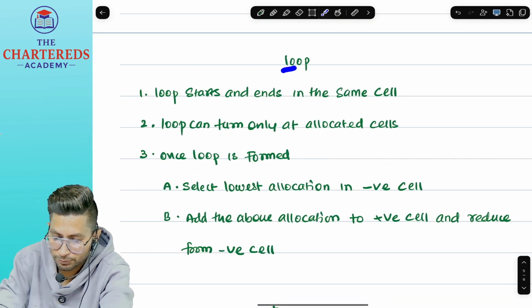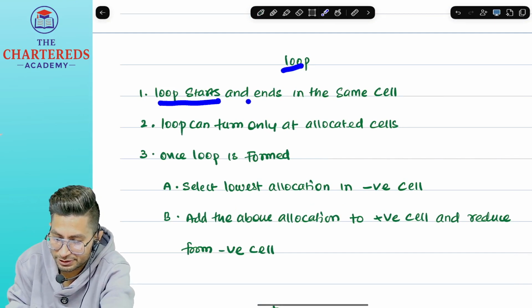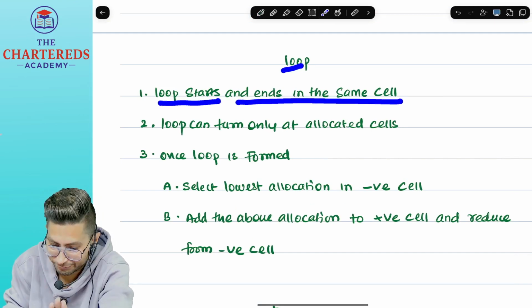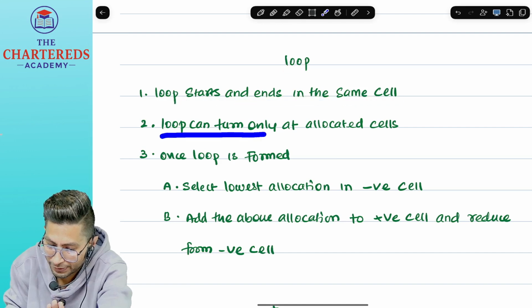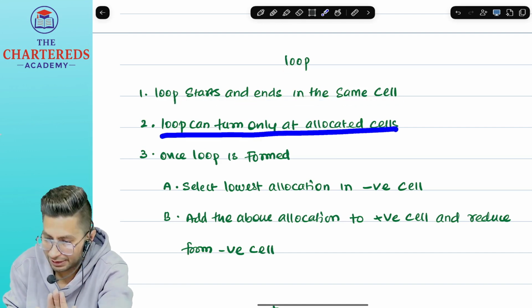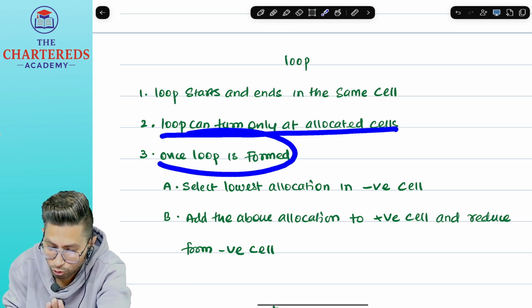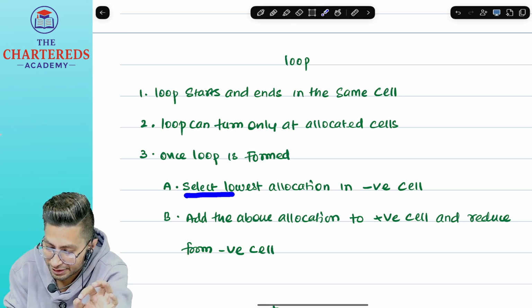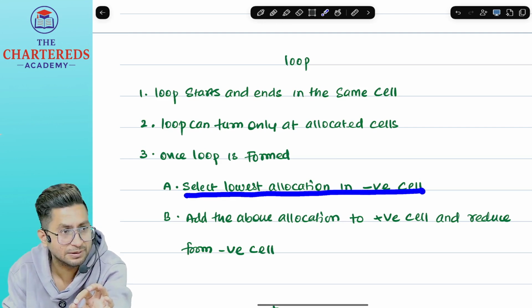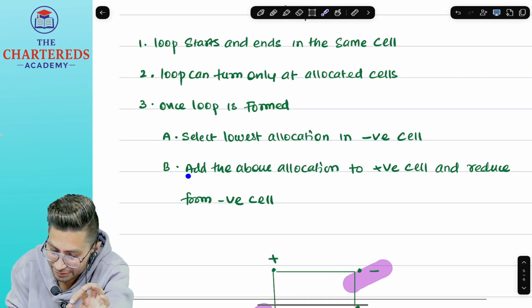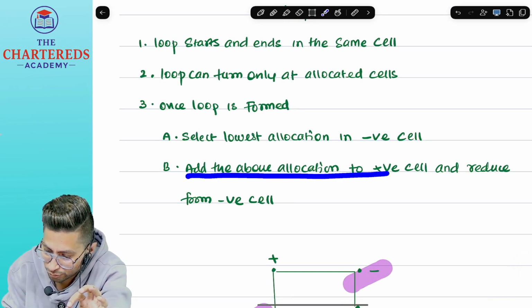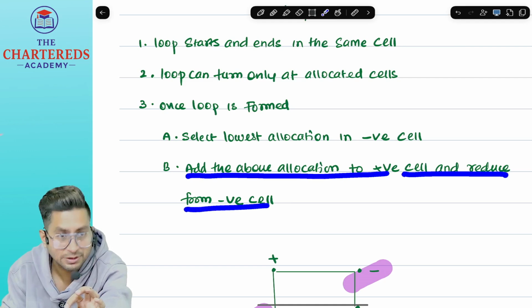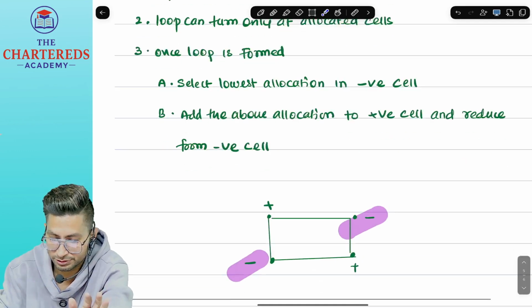So looping rule number 1: the loop starts at the same cell and ends at the same cell. Then the loop can turn only at which cells? Allocated cells. And once the loop is formed, these steps are very important. Select the lowest allocation in which cell? Negative cell. And then add what? Add that allocation to the positive cell and reduce it from the negative cell. We will see how to do this now.